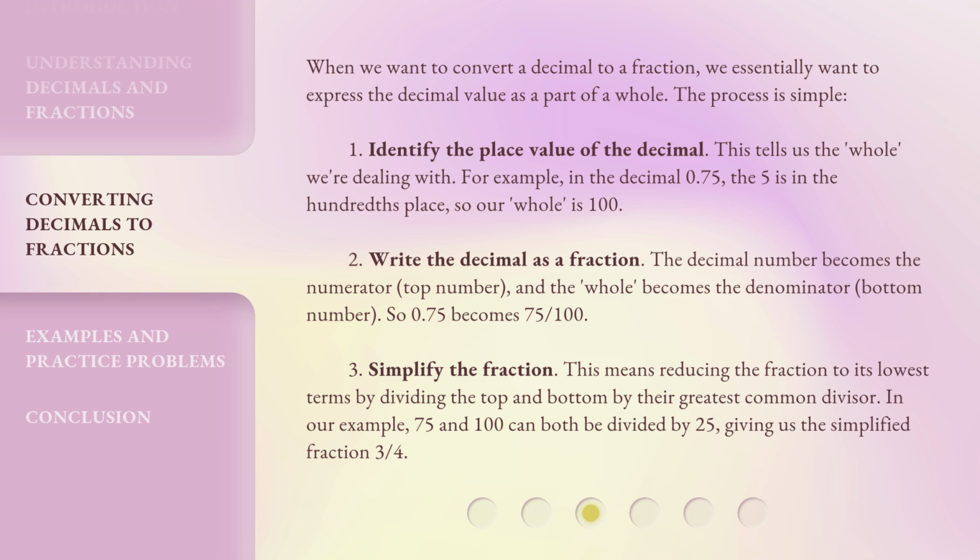3. Simplify the fraction. This means reducing the fraction to its lowest terms by dividing the top and bottom by their greatest common divisor. In our example, 75 and 100 can both be divided by 25, giving us the simplified fraction 3/4.